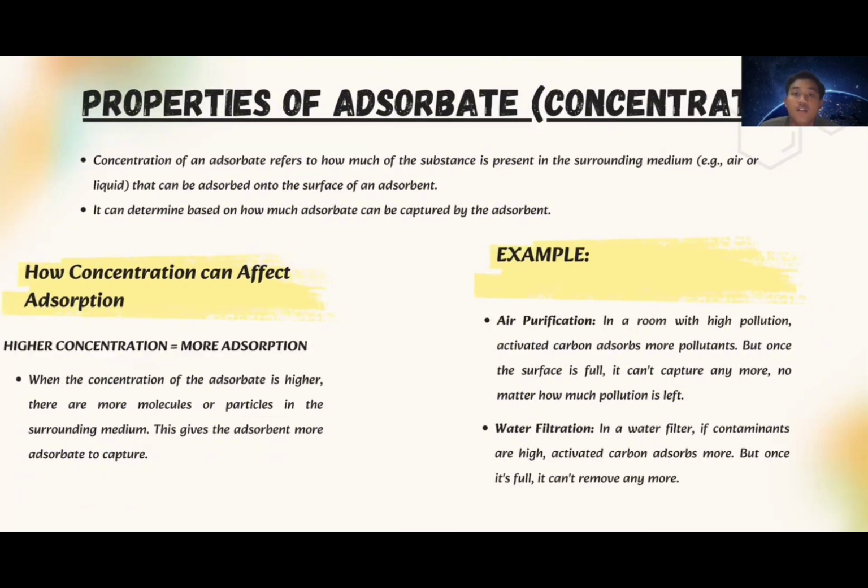Next is the property of adsorbate, which is concentration. Concentration of adsorbate refers to how much of the substance is present in the surrounding medium that can be adsorbed onto the surface of an adsorbent. It determines how much adsorbate can be captured by the adsorbent.